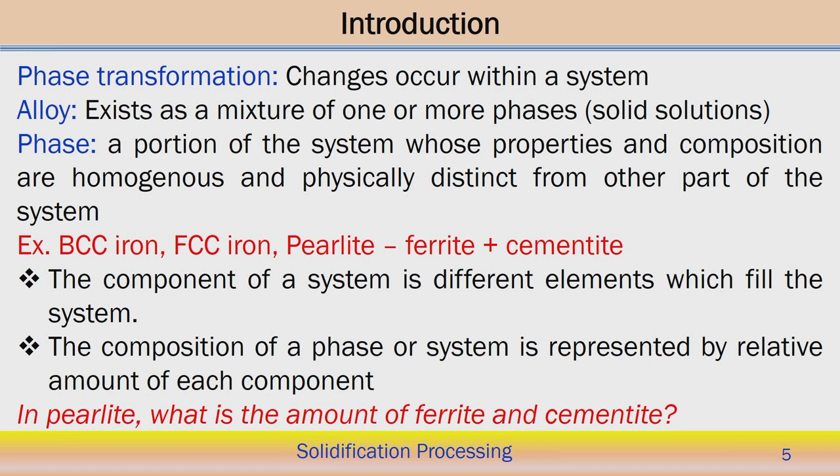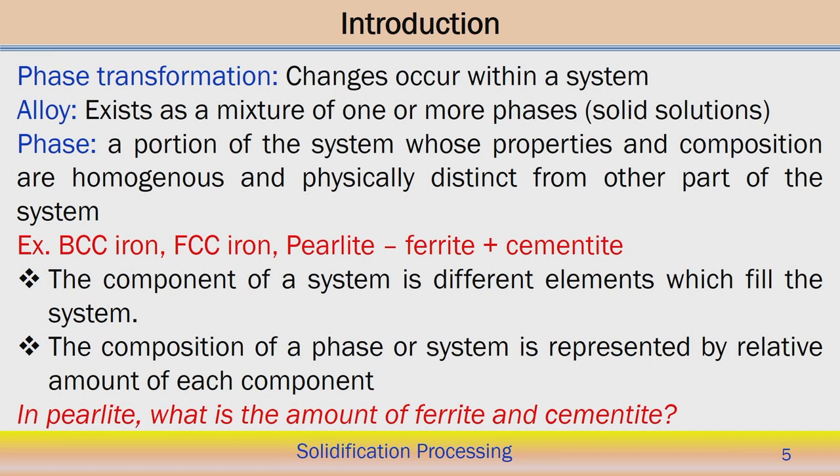Now, we can take an example, for example, BCC iron and FCC iron. BCC iron is body centered cubic iron. So, iron can exist in two different types of crystal structure at different temperatures. Normally at room temperature it is BCC iron, and above 800 degrees centigrade usually FCC iron.